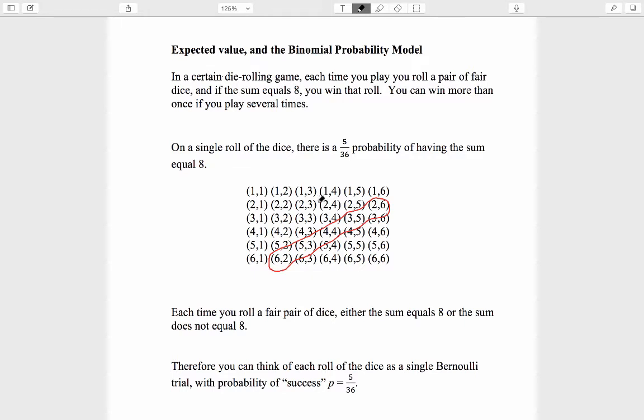Now it's true that there are many different outcomes. There are 36 different outcomes in this experiment. But it's also true that each time you roll a fair pair of dice, either the sum equals 8 or the sum does not equal 8. And therefore, you can think of each roll of the dice as a single Bernoulli trial with probability of "success," little p, equals 5/36. So this is regarding the sum equaling 8 as a success.